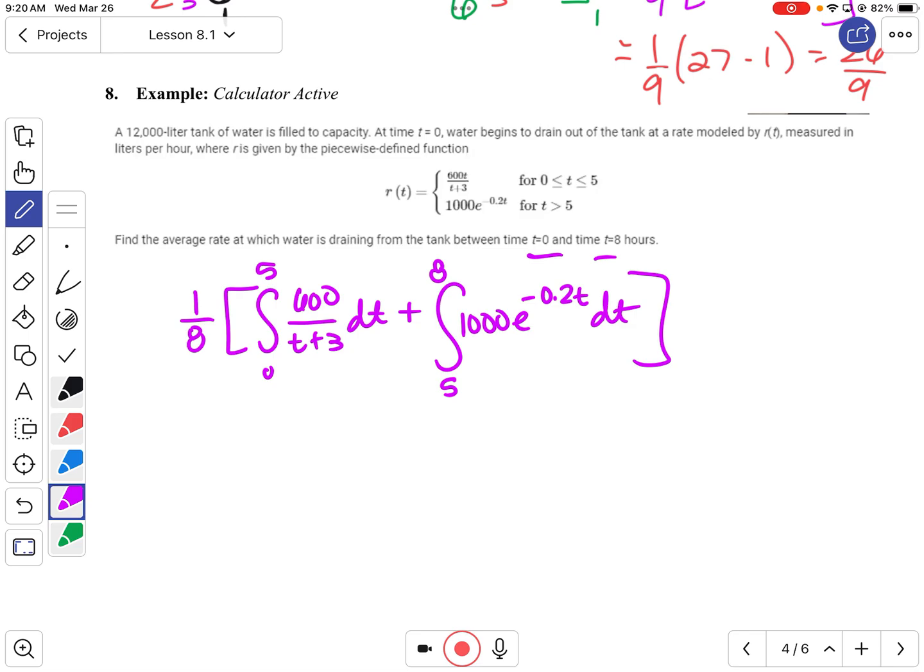All right, you're going to use your calculator to type it in. 1/8 parenthesis, math 9. Close all that out, plus math 9. Close it out. And it will give you your answer, which I did not write down.